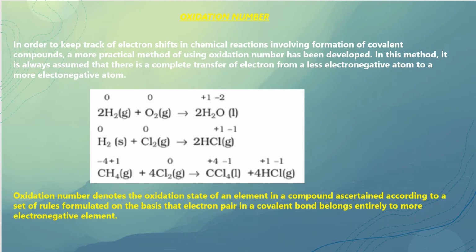Now, oxidation number, the most important basic part of the chapter which will help you in balancing. In order to keep track of electron shifts, because we are talking about redox reactions, a more practical method of using oxidation number has been developed now. In this method, it is always assumed that there is a complete transfer of electron.